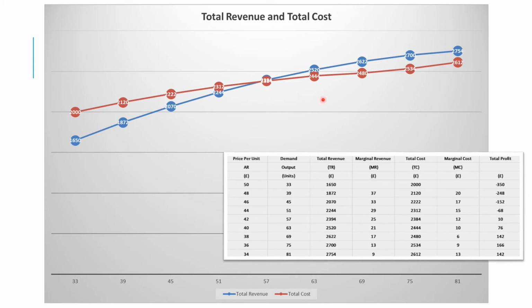So if we have a look quickly at this, can we spot where the profit maximizing level of output is? Well, it's a little bit tricky, but it's basically where the gap between the blue line and the red line is the greatest. Down here in this table, I know it's at a price of 36 and an output of 75. We have 162 of profit, which is the largest level of profit this business can make. That is this gap here between 2,700 and 2,534. But you can't see it that easily from this diagram.